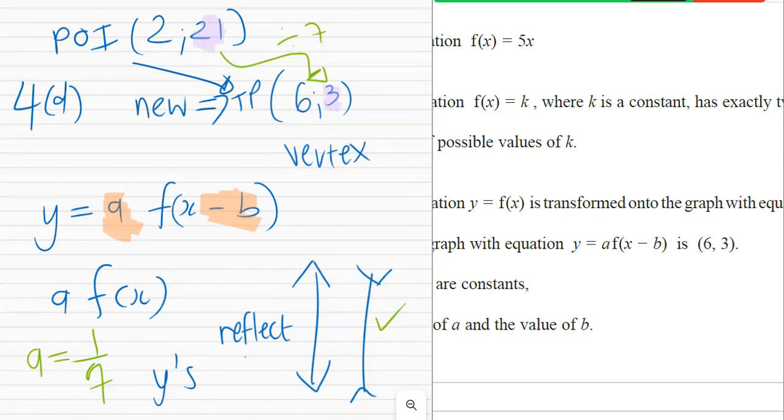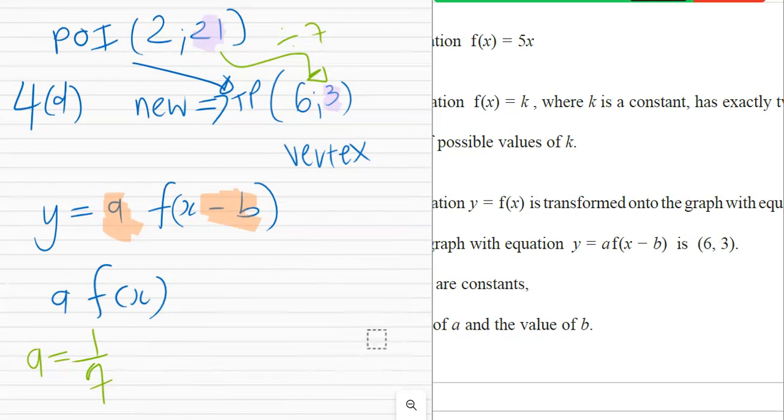Then I look at my b value. I ask myself, what does the b affect? Well, the b affects the x's, and it moves it left or right in the opposite of what you think. So if it's negative, it's moving it to the right, and if it's positive, it's moving it to the left. Always the opposite of what you think if it's inside these brackets. So now the x's have been moved in the negative direction, which is to the right.